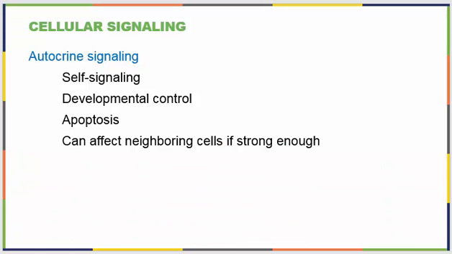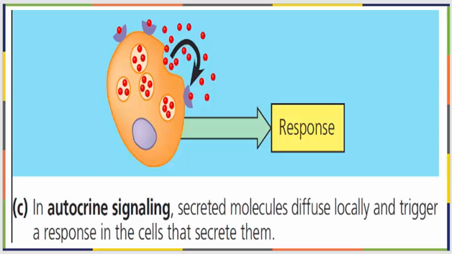The third type of signaling is autocrine signaling, and this is self-signaling. It happens a lot in developmental control and even apoptosis, which is programmed cell death. We'll discuss that later. Autocrine messages can affect neighboring cells if the signal is strong enough. Here's an example of autocrine signaling. Secreted molecules diffuse locally and trigger a response in the cells that create them.